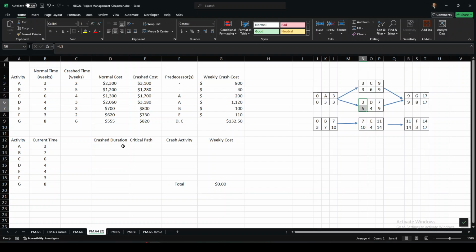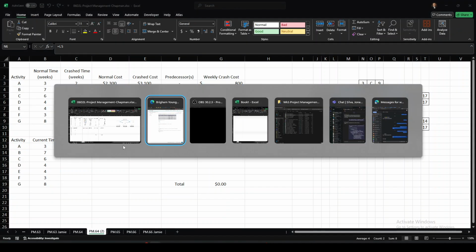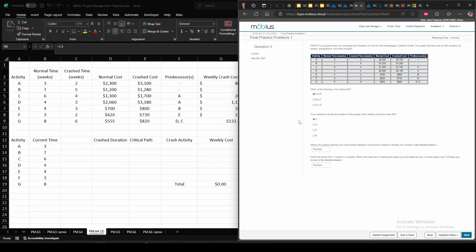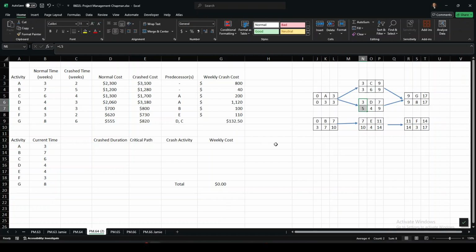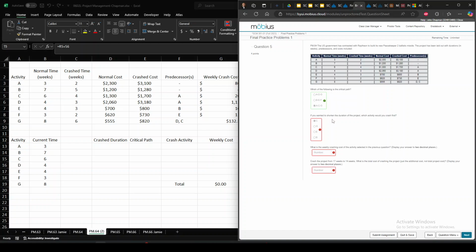So when we look at the critical path, and it's asking us in the question, what is the critical path? The critical path is going to be ACG. That is the critical path. That's the path that takes the longest. It takes 17 weeks to finish, and there's no slack time in any of those activities. So that is the critical path.